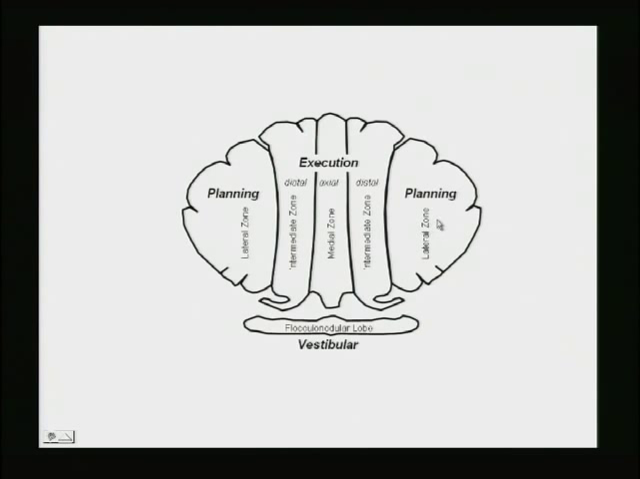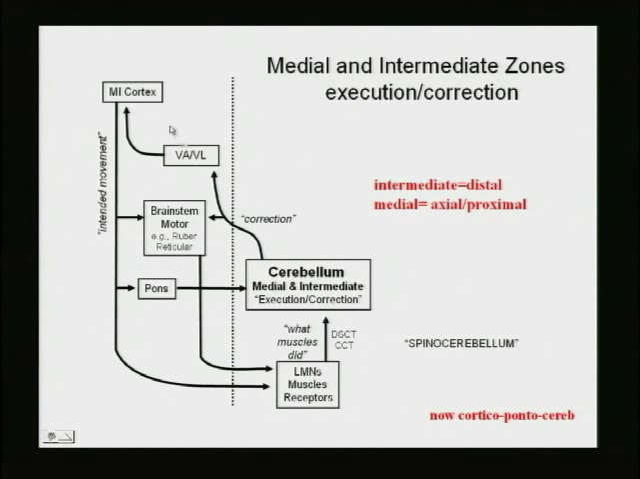Now, when we talk about the intermediate and medial zones of the cerebellum, we're going to be talking about execution. So let's talk about that signal coming out of the motor cortex, out of M1. You know it's going to go down via the corticospinal tract and start moving these muscles. When the muscles start moving, we're going to have this unconscious proprioception coming up into the cerebellum over the dorsal spinocerebellar tract and cuneocerebellar tract, and it's going to come into the cerebellum over the inferior cerebellar peduncle.